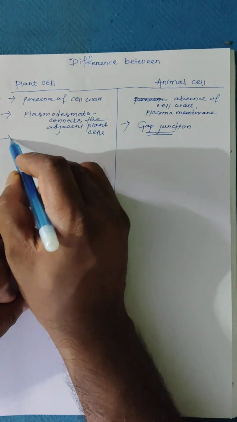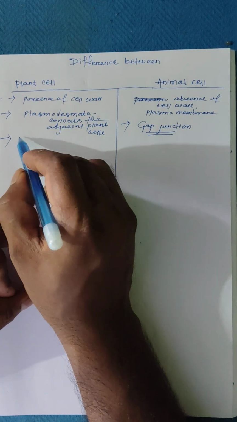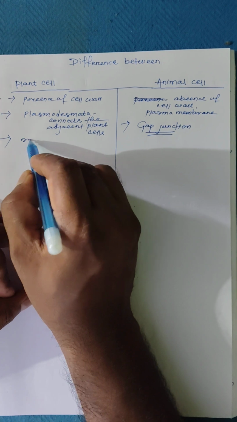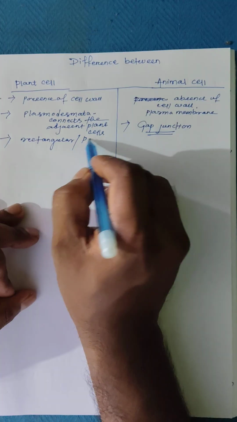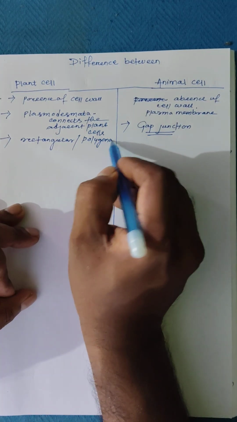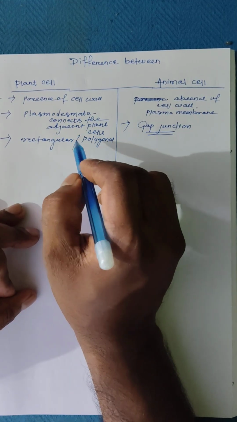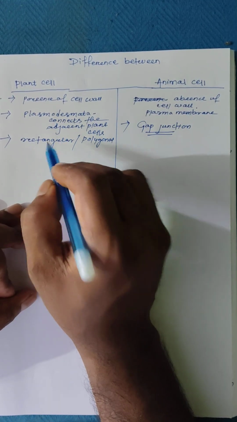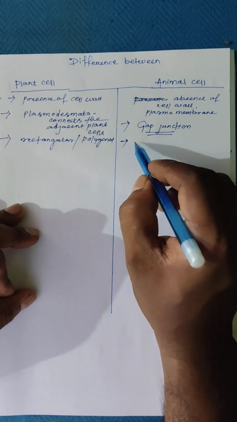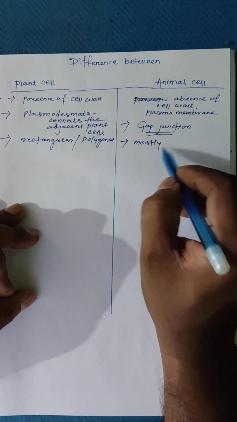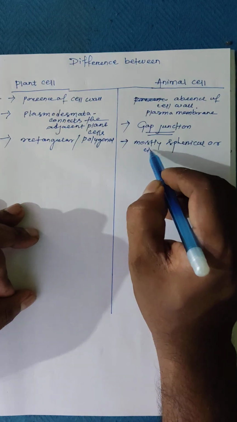The next point, the shape. If we look at the shape of the plant and animal cell, the plant cell is generally rectangular or polygonal in shape, and it is because of the presence of a rigid cell wall. The animal cells are mostly spherical or circular.